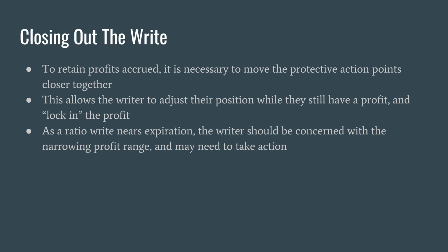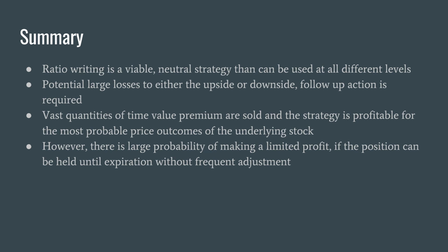As a ratio write nears expiration, the writer should be concerned with the narrowing profit range and may need to take action. In summary, ratio writing is a viable, neutral strategy that can be used at all different levels. There are potential losses to either the upside or downside, and follow-up action is required. Vast quantities of time value premium are sold, and the strategy is profitable for the most probable price outcomes of the underlying stock. However, there is a large probability of making a limited profit if the position can be held until expiration without frequent adjustment.